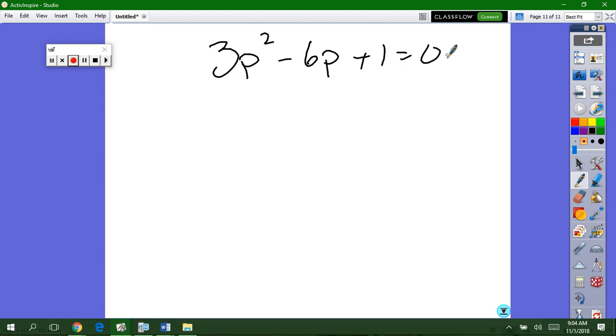Oh, this is a 3. So I cannot complete the square with that 3 then. What do I need to do? Divide everything through, right? p squared minus 2p plus a third equals 0. Does that third help us complete the square? So where do I need to get it? Other side.